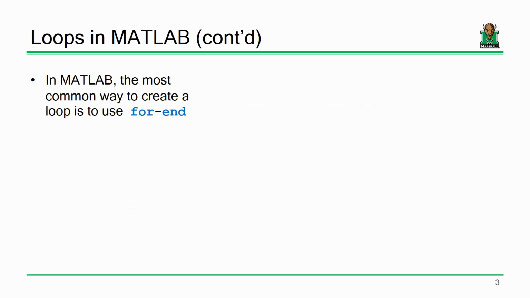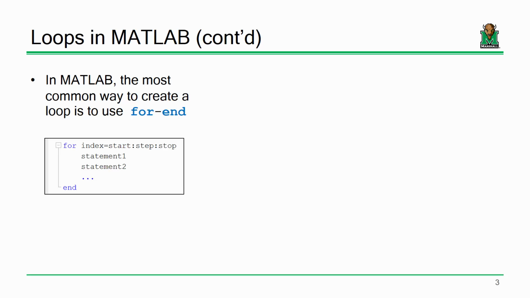All right, so the pair of commands that we're going to use for that is for, which in the mind of MATLAB starts to trigger a loop scenario, and then it's paired with end. And that's how you tell MATLAB that the loop has concluded.